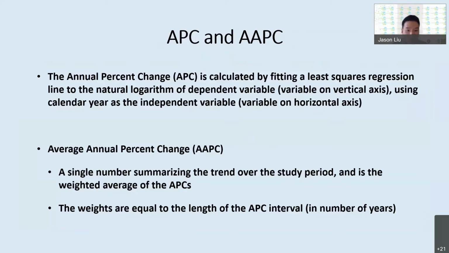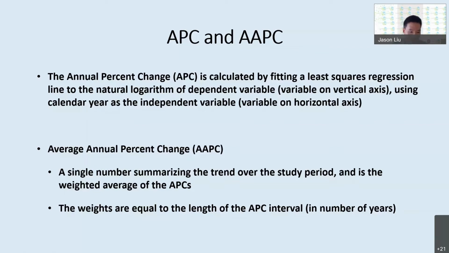So in order to quantify the changes in trend over time, the Joinpoint Regression program uses these 2 measures, the APC and the AAPC. So the APC is defined as the annual percentage change, and it's calculated by fitting a least squares regression line to the natural logarithm of the dependent variable, which is the variable on the vertical axis. And then calendar year is the independent variable, which is the variable on the horizontal axis. Okay, so that's the calculation of the APC. And on the next slide, you'll see much better what I mean.